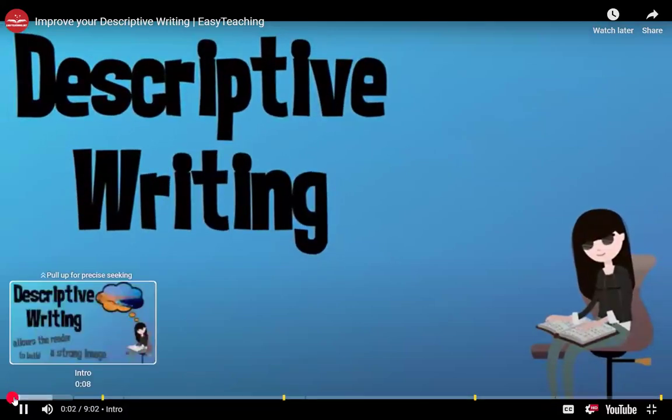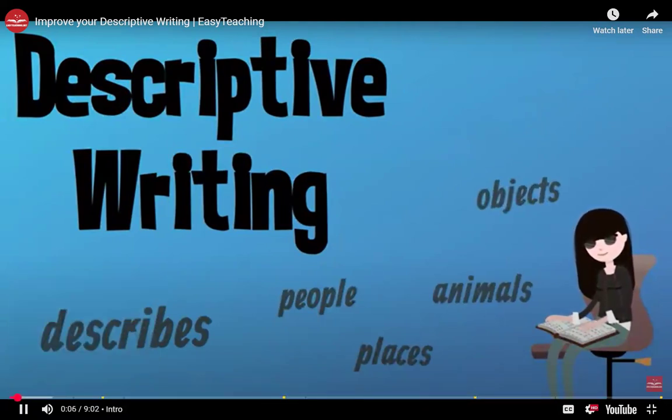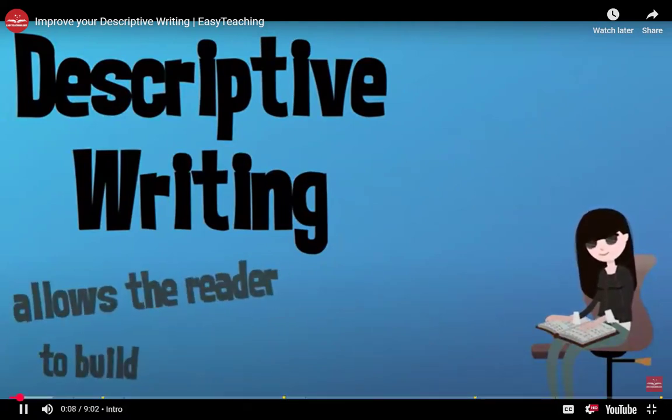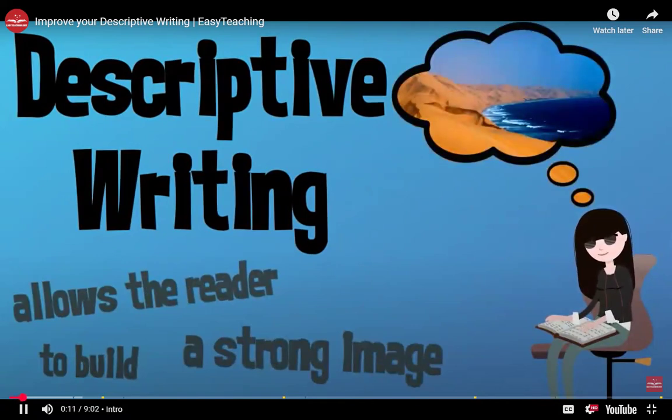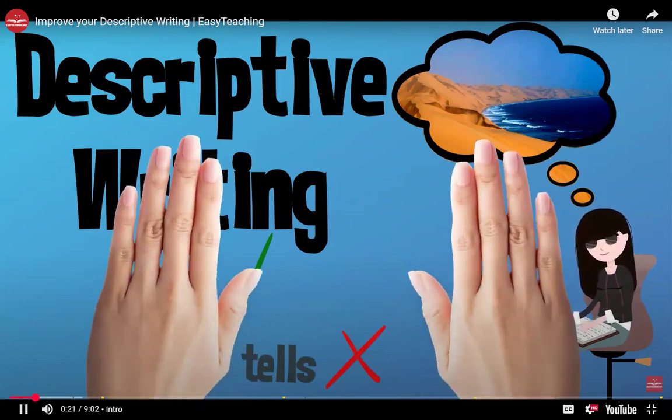Descriptive writing describes people, places, animals, or objects in such a way that allows the reader to build a strong image in their mind. Good descriptive writing shows rather than tells. Let's take a look at an example of descriptive writing.